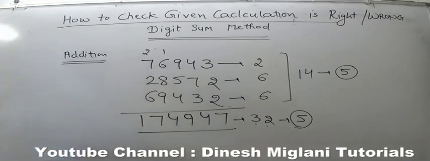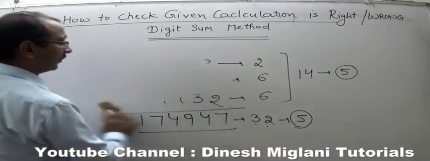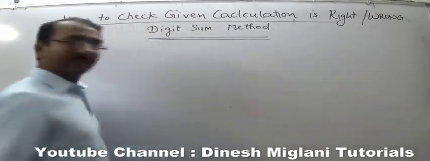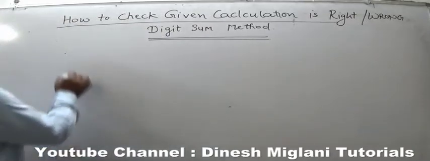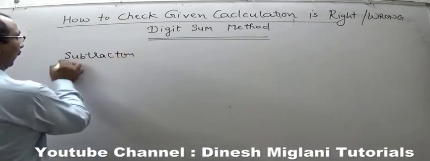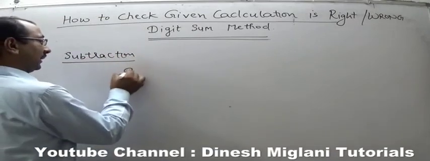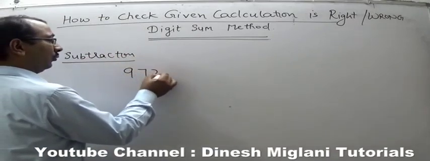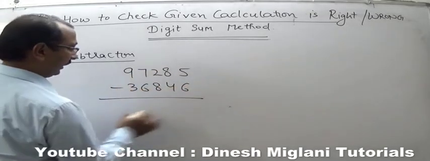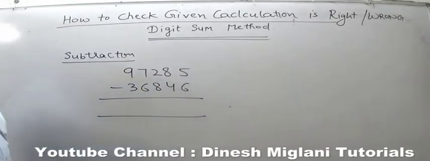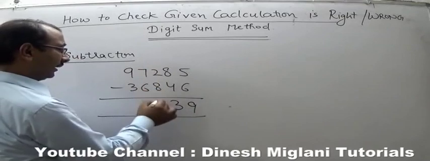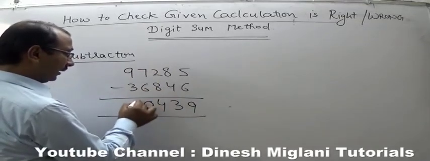Okay. Let us apply it on subtraction, because the same technique is used in addition, subtraction, multiplication and division, right? Just try to apply it on subtraction. For example, a number is given as 97285 and I have to subtract 36846 from that, right? Now you can easily subtract: 15 minus 6 is 9, 7 minus 4 is 3, 12 minus 8 is 4, 6 minus 6 is 0, 9 minus 3 is 6.